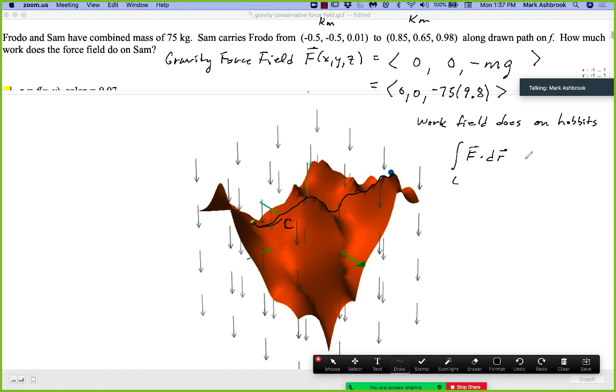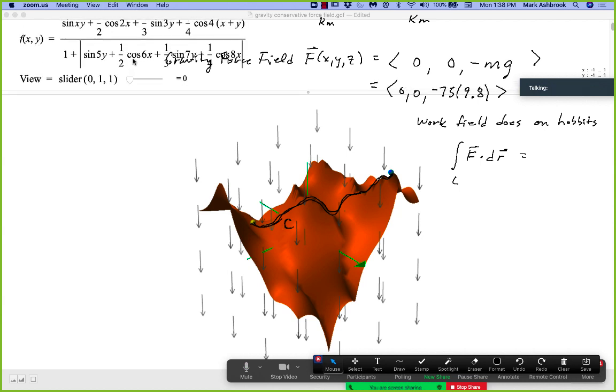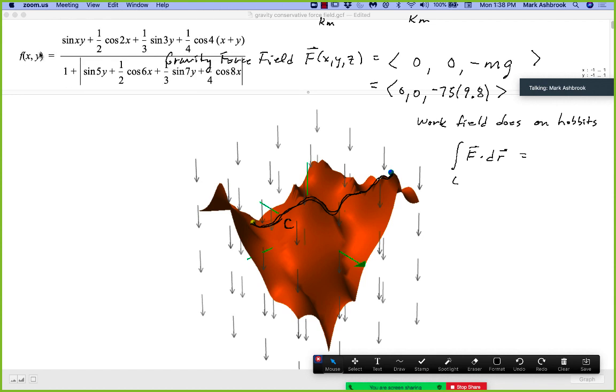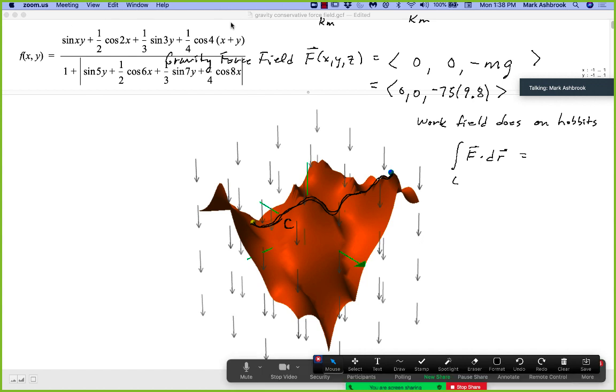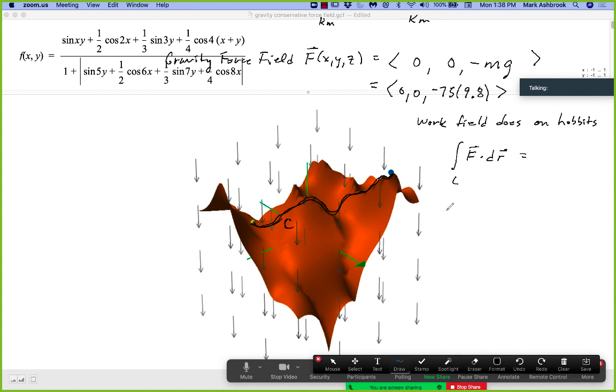Okay, so what do we got to do? We got to parameterize C. So we're going to have to figure out the three-dimensional vector function that's that path along our multivariable function, which is this, right? So that path is going to come from this function here. So can we do it? We got to find r sub C. But we don't need to.